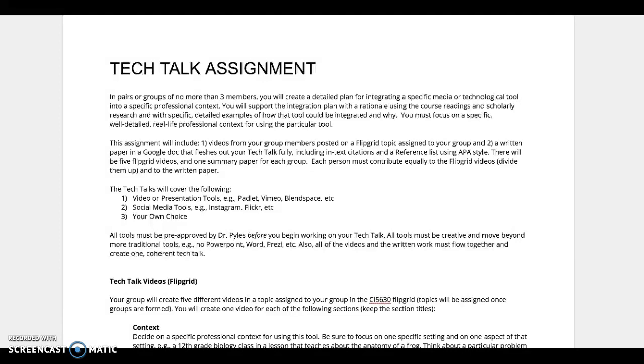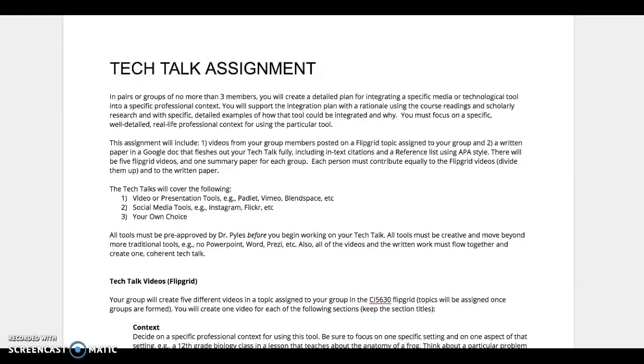So for this assignment, basically you need to think about integrating a very specific piece of technology or a media tool into your own professional context. So you're going to choose one context in your group, and you want to solve a problem, or you want to do something specific with that media tool.